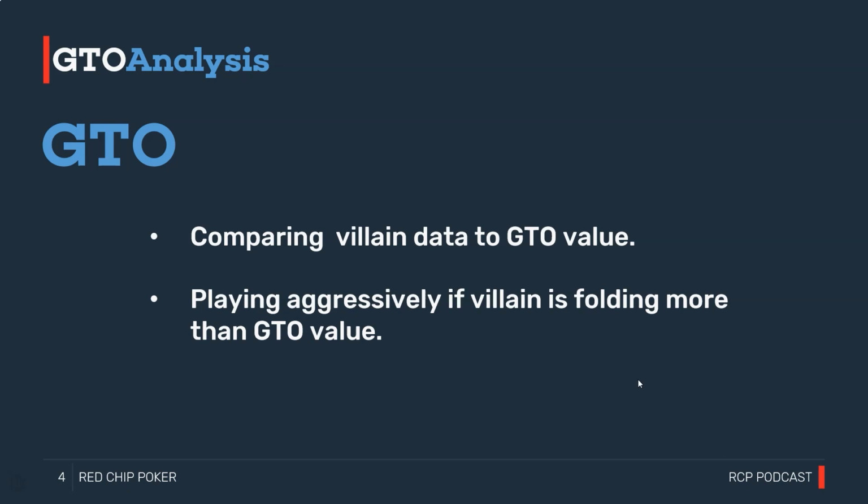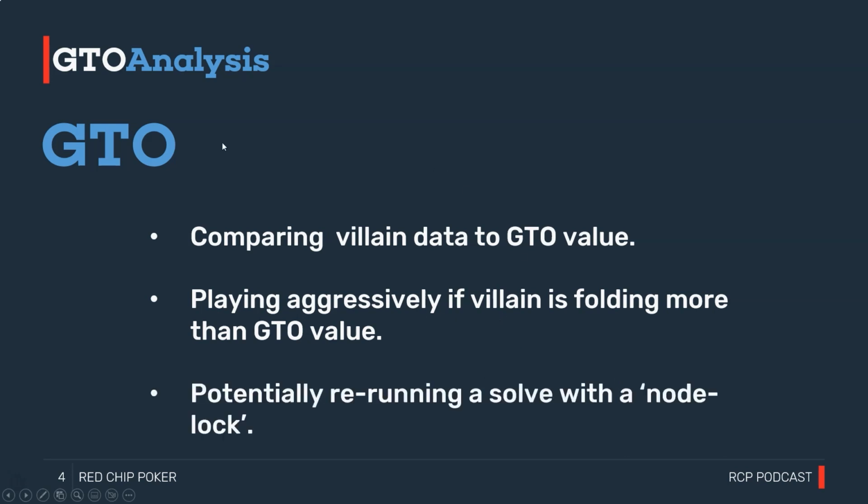Part of the GTO analysis approach will often then involve a second step where the solve is rerun with villain strategy being node locked. What we mean by that is, let's imagine a player is folding too much on the flop. We've checked the pool data.